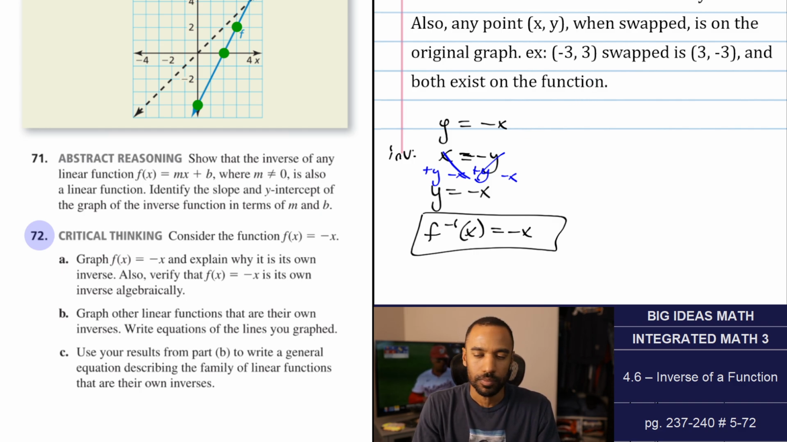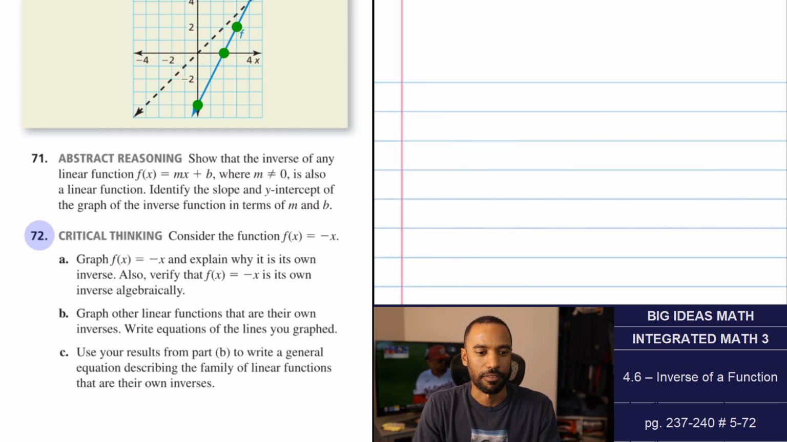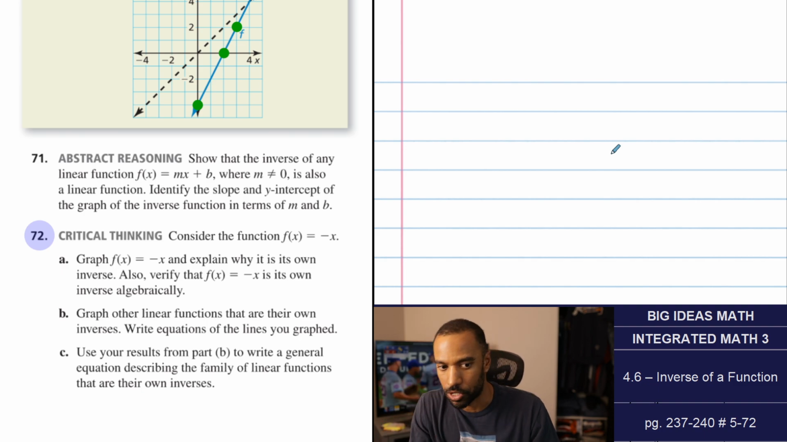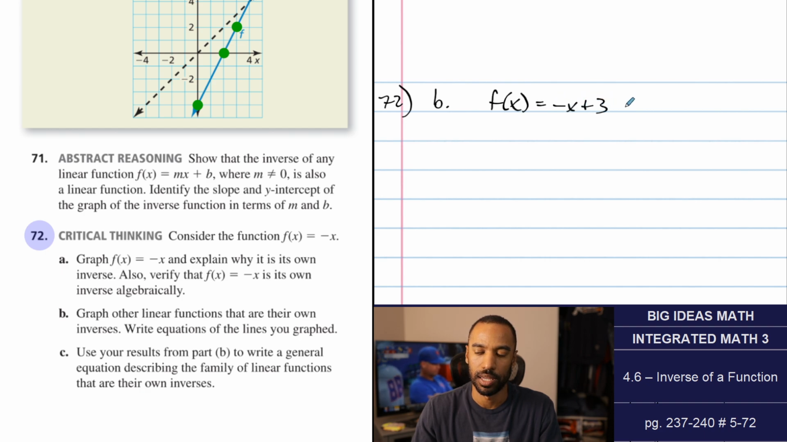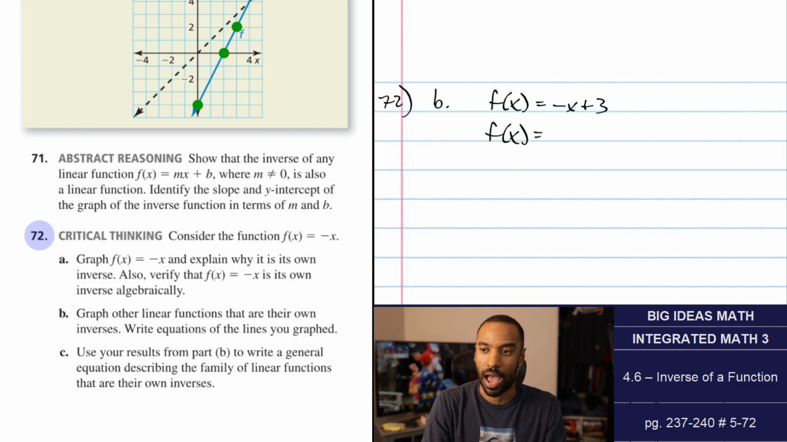Okay, part B. Graph other linear functions that are their own inverses, write equations of the lines you graphed. So this is still number 72, this is where we had the one from the error analysis question. You could do f of x equals -x plus 3, like it was. Maybe it was -3. I don't know, but I'm not trying to make it the same, I was just saying it for an example. Oh, graph them.